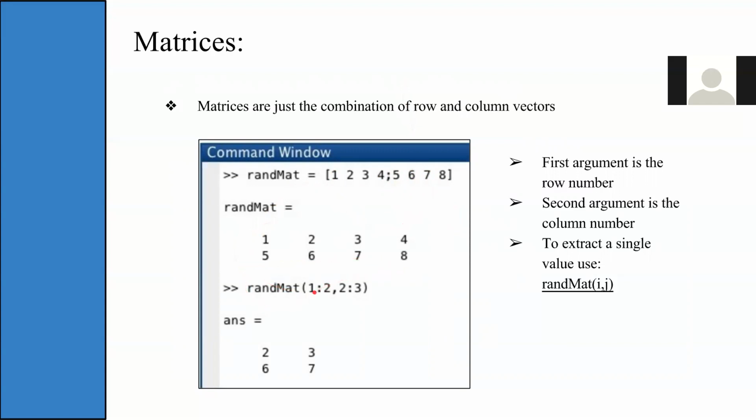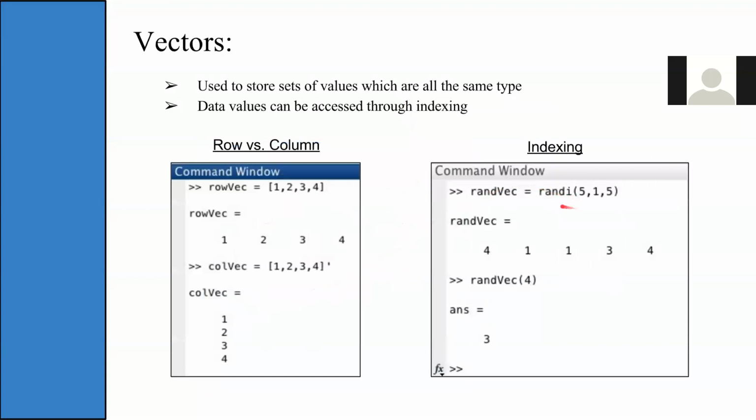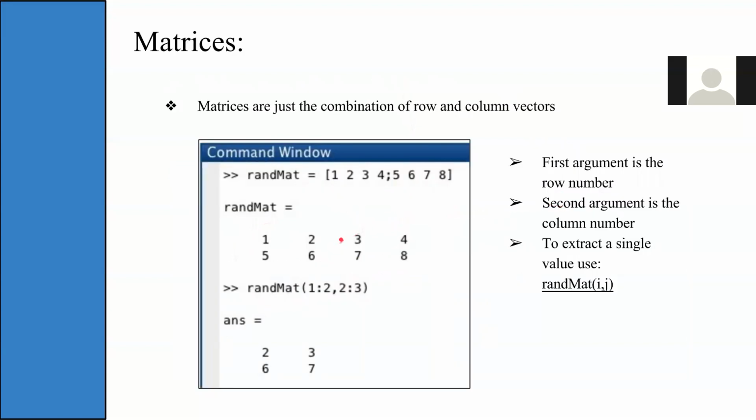And if we were to index into this matrix, notice we use parentheses to index into them, both with the matrices and the vectors. Then we can extract data. This format is using the colon, which says we want all values from 1 to 2 and from 2 to 3. So that means we're going to take rows 1 and 2, and we're going to take from columns 2 and 3. So we effectively get this middle matrix.